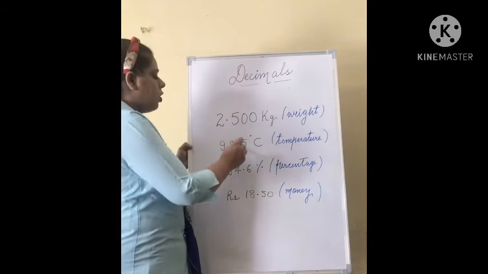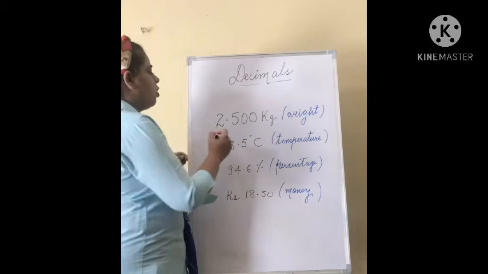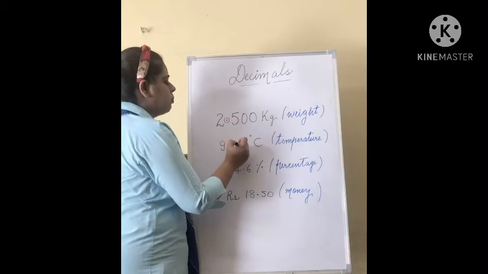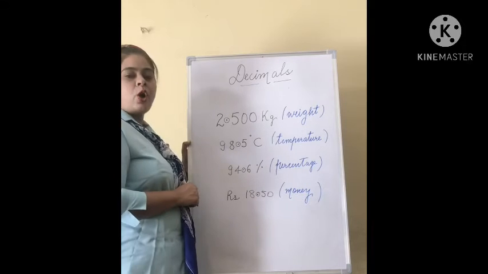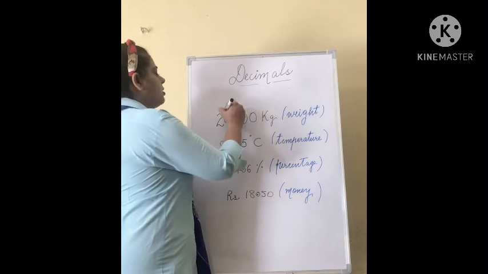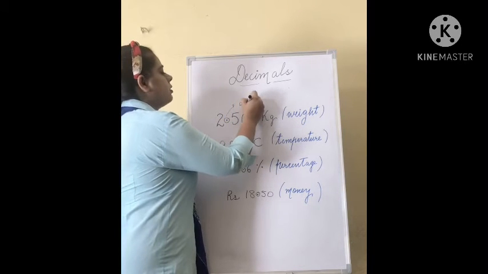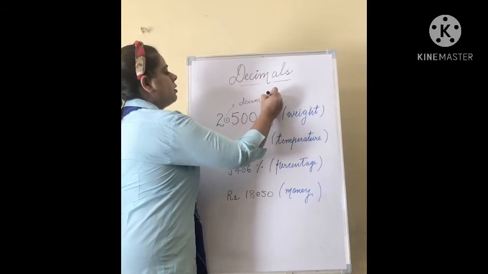So children, in all these examples, what is common here? This point is common, which is called decimal. This point is called decimal.